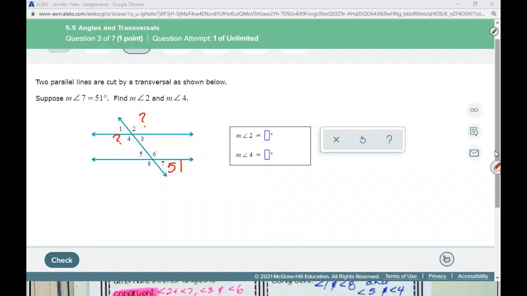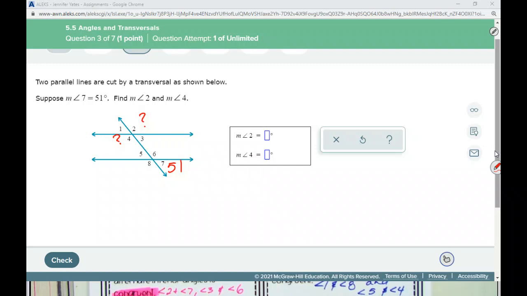So if you guys have a little dry erase marker, I recommend bringing one, and I won't make you draw the diagram. Because if you ever say, Mrs. Yates, help me on this problem, first thing I'll tell you is to draw it so we can write on it. Okay, so I need to know angle 2 and I need to know angle 4. So I've got to use all of my knowledge of angles right now.